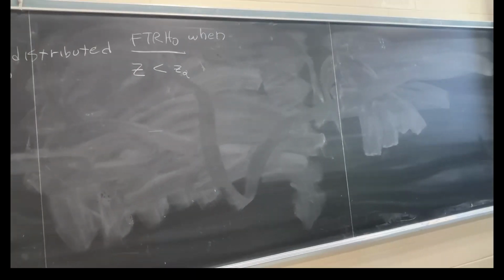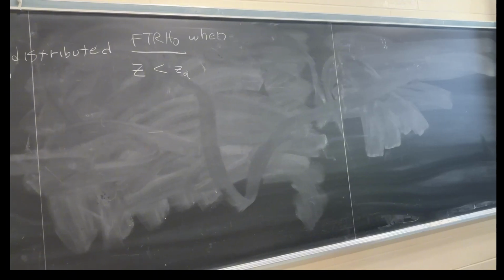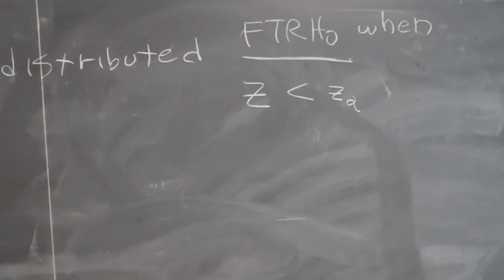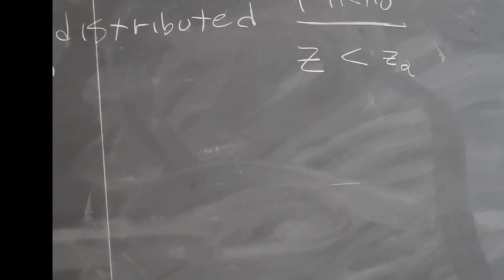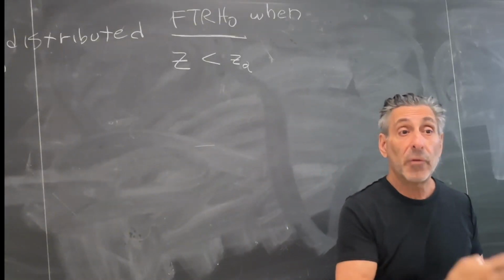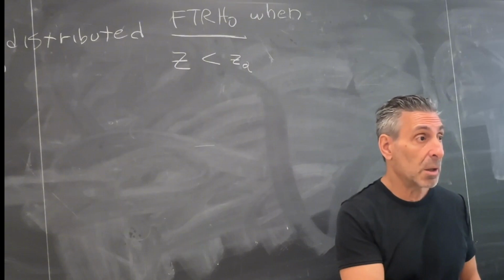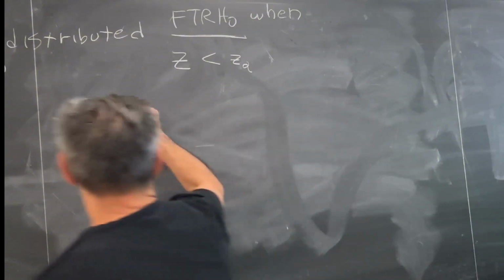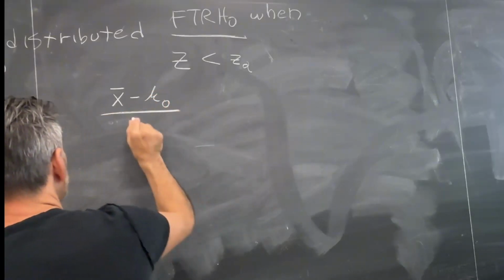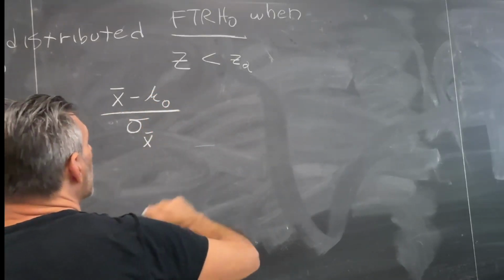So if we reject the null hypothesis when our z is greater than or equal to our z sub alpha, we fail to reject the null hypothesis when our z-score is less than our z sub alpha. And that's exactly what we have here. Now, we already know what the formula is for the z-score for standardizing a sample mean. We just take our sample mean, subtract our hypothesized mean, and we divide by the standard error of the mean.